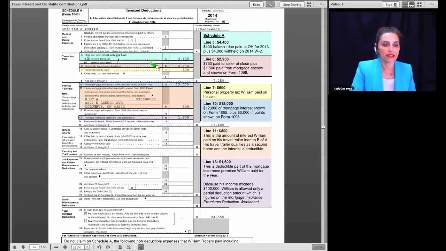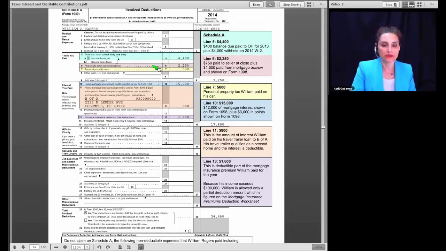On line 6, he's going to enter the $750 of real estate taxes that he paid on the close or purchase of his home. He's also going to deduct the $1,500 that came out of escrow later in the year. So his total real estate tax deduction is $2,250. And then he paid $600 of personal property tax. That is deducted on line 7.